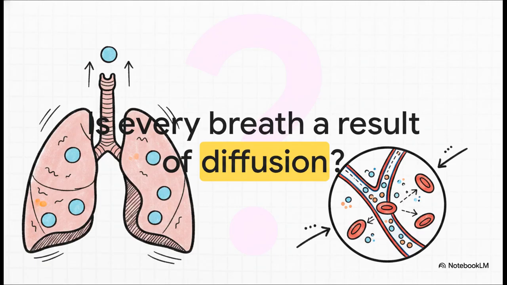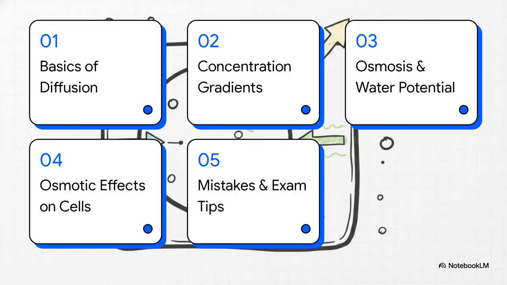But what are the actual mechanical rules driving this? Right, let's dive into our roadmap for today. First up, we've got the hidden world of diffusion. Second, concentration gradients. Third, osmosis and water potential. Fourth, we'll look at the osmotic effects on cells. And finally, number 5, we'll cover common mistakes and exam tips to really lock in that A.